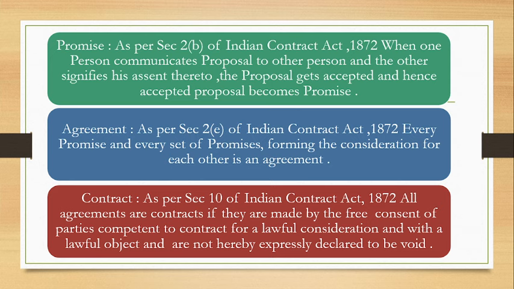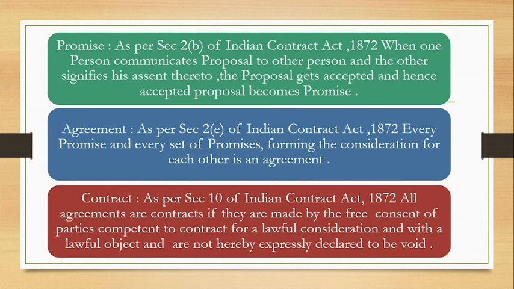Again, an agreement is a subset of a contract. So, an agreement constitutes a contract. As per Section 10 of the Indian Contract Act 1872, all agreements are contracts if they are made by the free consent of the parties competent to contract, for a lawful consideration and with a lawful object, and are not hereby expressly declared to be void. Here we see some terms which are of significant nature, like free consent, competent, lawful consideration, lawful object, and declared to be void.